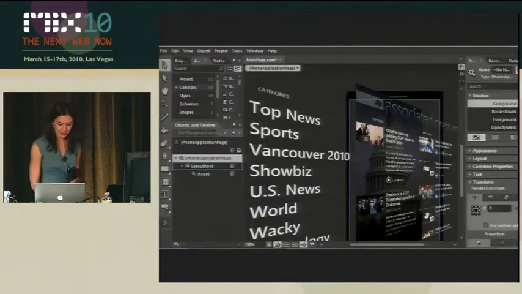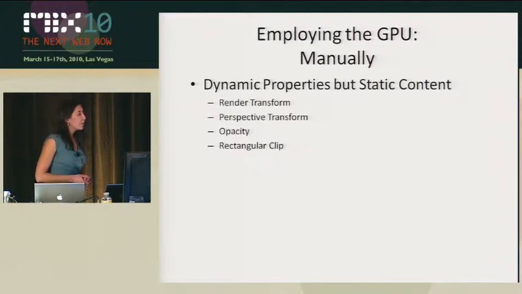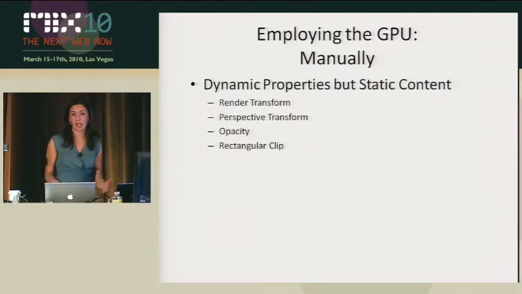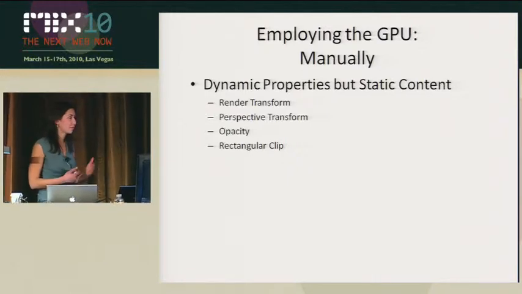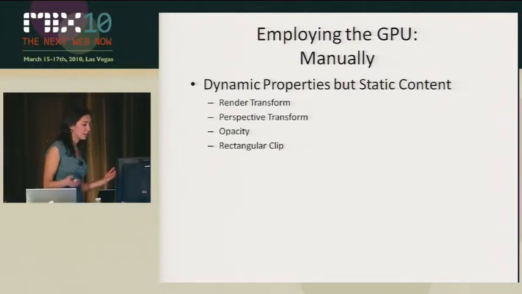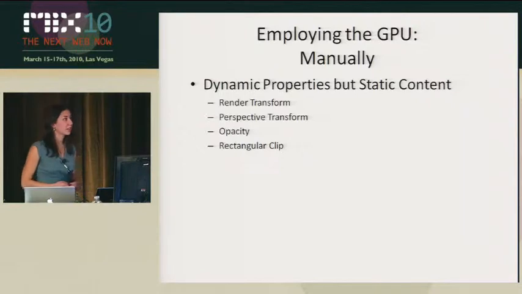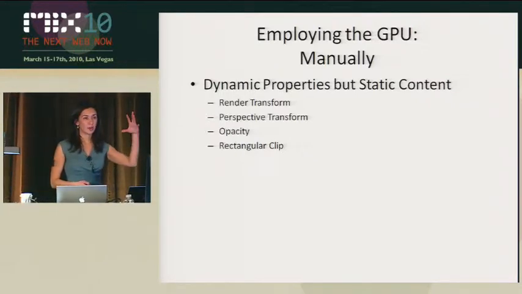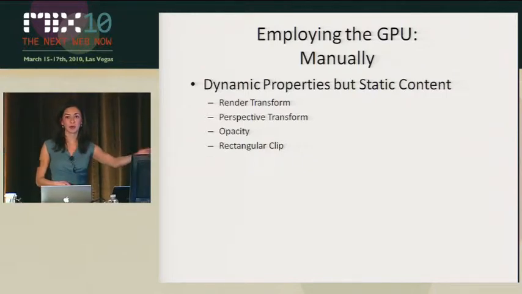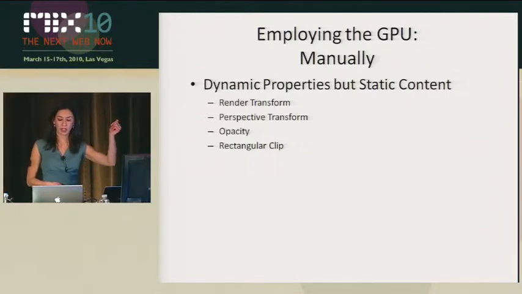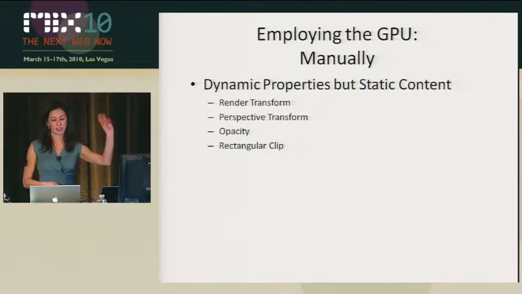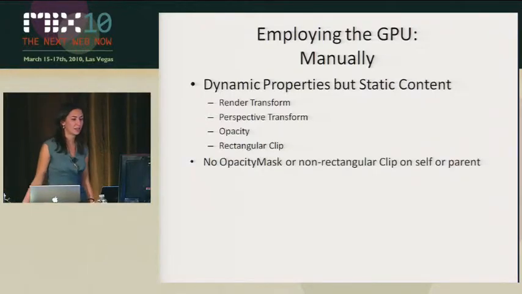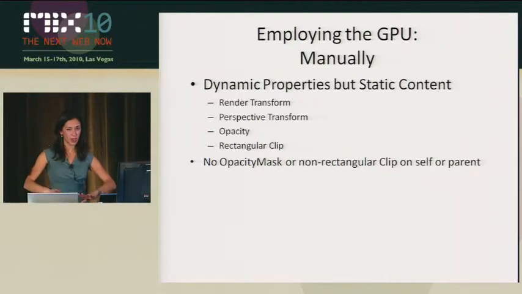OK, back to slides. There are certain situations where you will want to employ the GPU manually. We're not doing an animation. Instead, we're doing, what have you, a per frame callback, or you have an algorithm with a physics engine, et cetera. Again, we want to manually cache in the same places that we would auto cache. Render transform, perspective transform, opacity, rectangular clip, no opacity mask, no non-rectangular clip on the self or parent. It's OK if it's in the children.